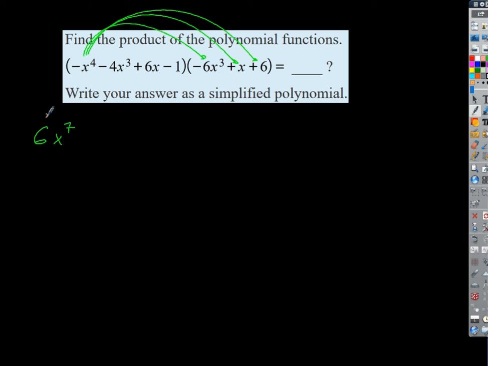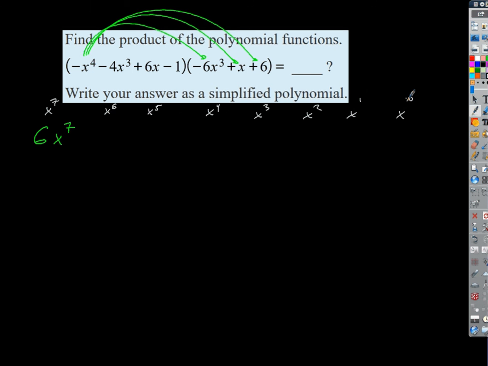So let's make a little template here. This is going to be our column for x to the 7th. You don't have to do this every time, but I just want to show you how it's organized. We're going to have a column for x to the 6th, x to the 5th, x to the 4th, x cubed, x squared, x to the 1, x to the 0. And we have to maintain those columns because throughout this distribution, we're going to get lots of terms that line up in each column.